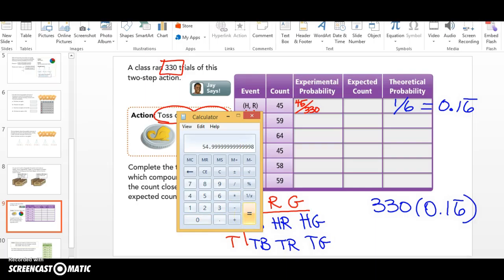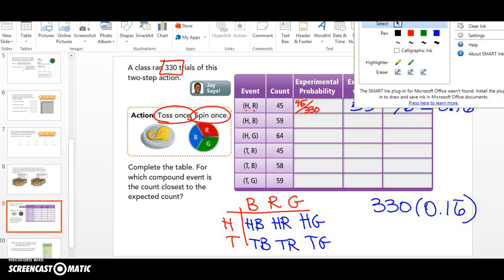So what answer should I go with here? 55. Because it's 0.99999 because your calculator can't round it correctly. That should really be 55. Okay, that would be my expected count. Okay, let's do another one that's very similar to this to see if you can do that again.